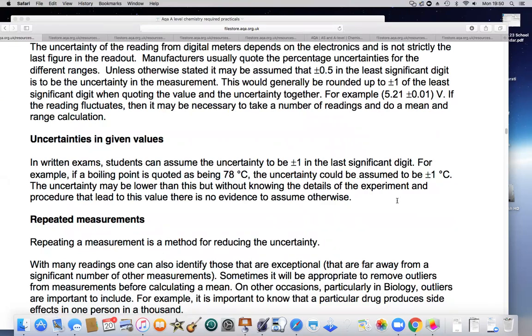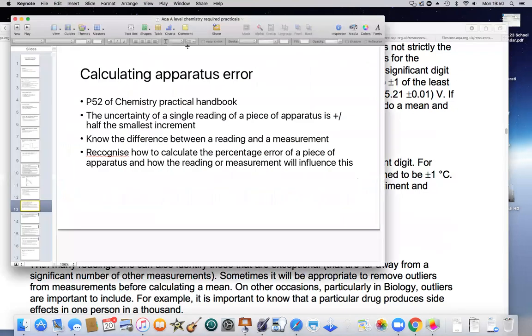We'll have a look at a couple of examples of questions in a minute, and you'll see that the uncertainty is often quoted. So it gives you a reasonably good indication of what you are dealing with. Okay, so with that in mind, let's just have a look at a couple of examples.